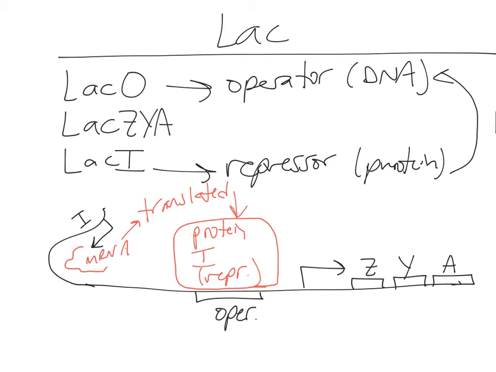And when repressor is bound to the operator, no transcription of lacZ, Y, or A happens. So if we want to produce Z, Y, and A proteins, these fancy little blocky blobs, we have to get rid of the repressor from the operator. So this protein needs to unbind in order for RNA polymerase to come in and transcribe lacZ, lacY, and lacA.